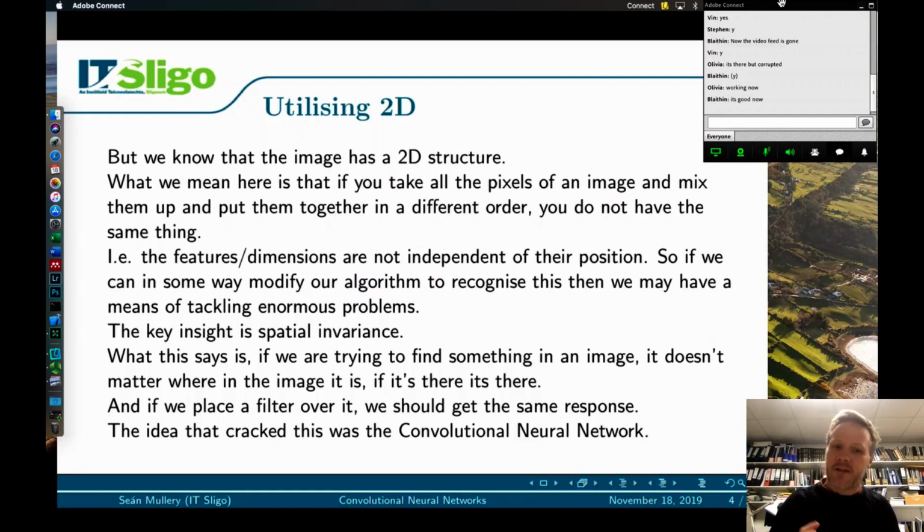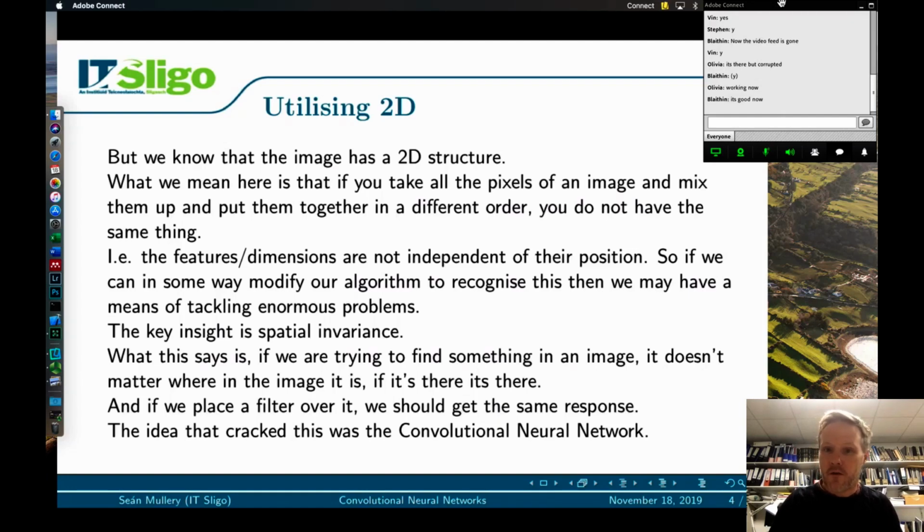What this says is that if we're trying to find something in an image, it doesn't matter where in the image it is. If it's there, it's there. It doesn't matter where exactly it's placed. And if we place a filter over it, we should get the same response. So no matter where in the image the thing that we're looking for is, if we place a filter correctly over it, we should get the same response as if it's placed anywhere else in the image. That's the idea of spatial invariance. It doesn't matter where in the image it's put. And the idea that cracked this was the convolutional neural network.